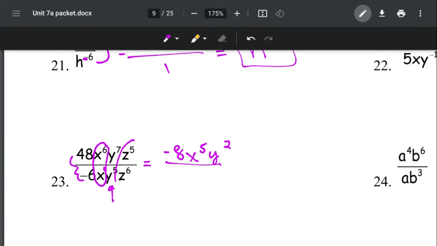Now here's where it's a little tricky. Look at your z's. 6 minus 5 is z to the 1. Your bigger z exponent's on the bottom, though. So that answer goes down there.